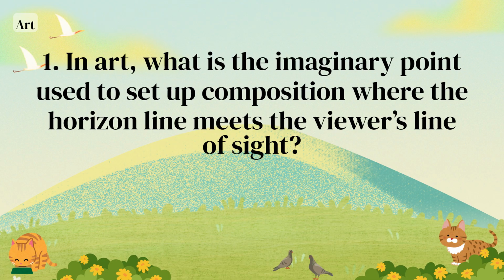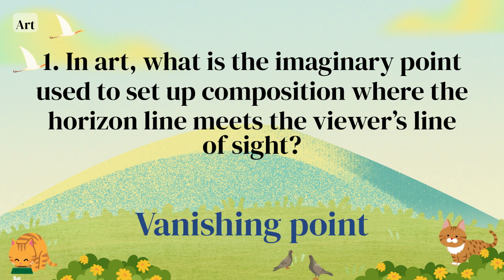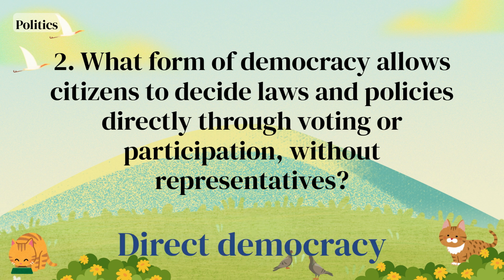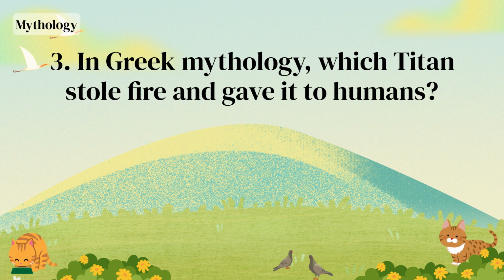In art, what is the imaginary point used to set up composition where the horizon line meets the viewer's line of sight? Vanishing point. What form of democracy allows citizens to decide laws and policies directly through voting or participation, without representatives? Direct democracy. In Greek mythology, which titan stole fire and gave it to humans?